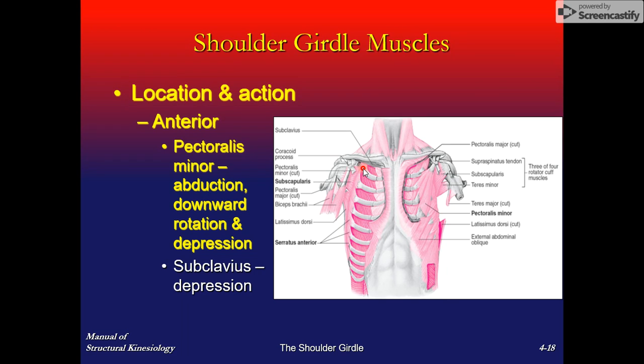Subclavius is for depression, pulling that arm back. It's right below the clavicle. Below the clavicle. Helps with depression.